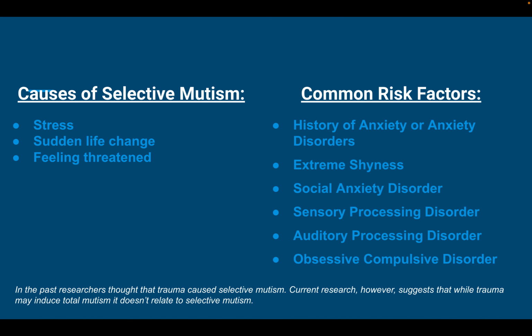Common risk factors for selective mutism: a history of anxiety or an anxiety disorder. As I mentioned before, anxiety is typically found as an underlying, co-occurring diagnosis with this. Another common risk factor is extreme shyness, going back to those first social play dates. Children ages 3 to 5 is usually where this is diagnosed. They're just not engaging with their peers, right? So that's part of it as well. As I mentioned several times, social anxiety disorder is a common risk factor associated with selective mutism.